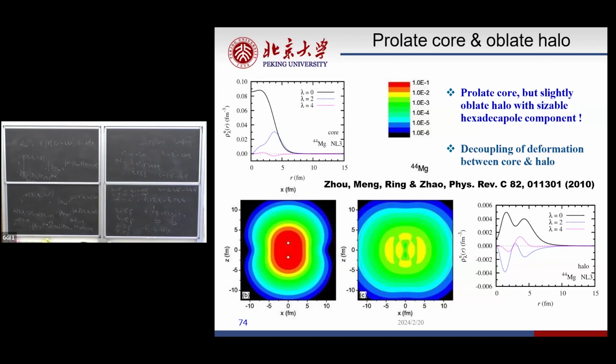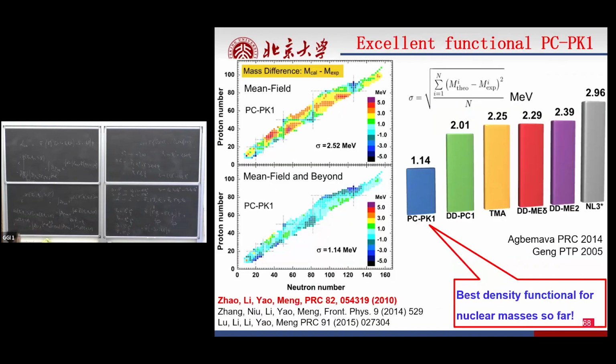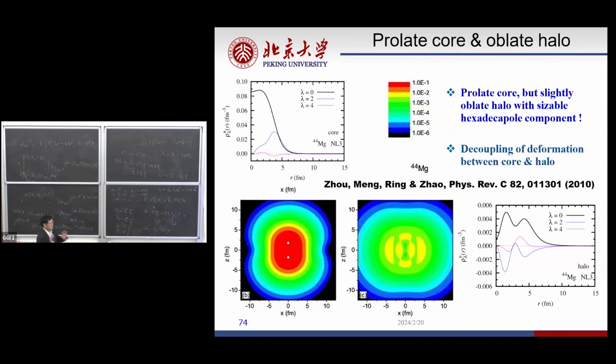Then we found something interesting. Number one, we found that the deformed halo does exist in the microscopic approach. Secondly, for the deformed case, you may expect that the core and the halo part might have different deformation, right? So this seems to be working fine.